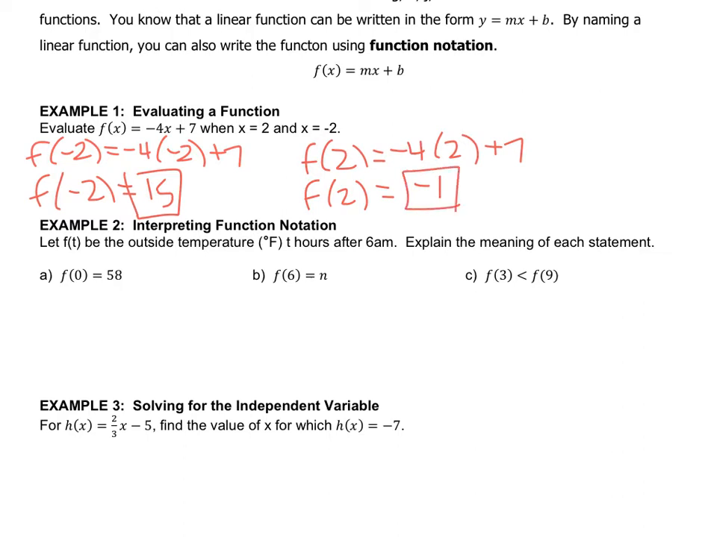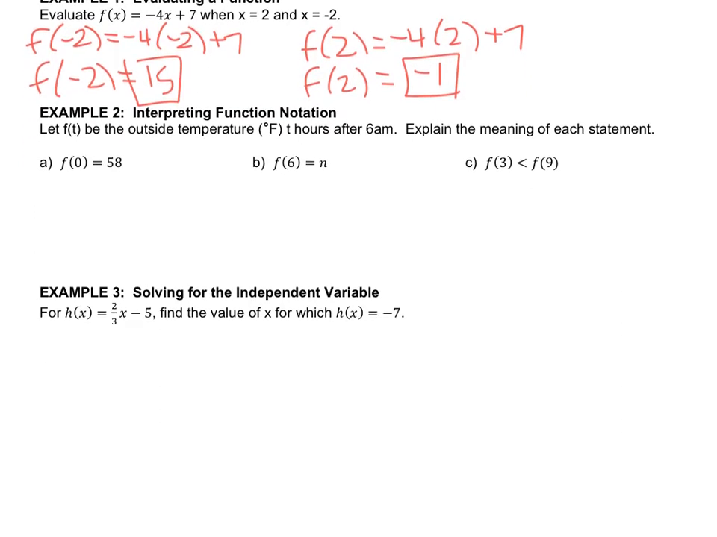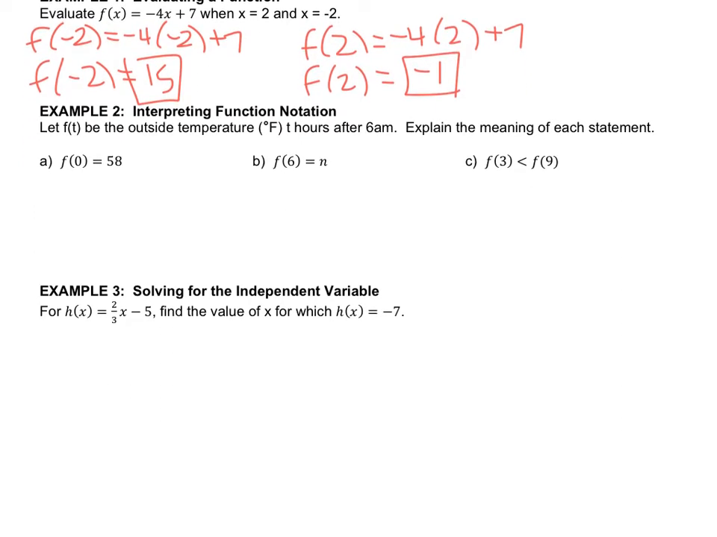Now we're going to just say what it means. What does function notation mean in the context of a story? So f of t is the outside temperature t hours after 6 a.m. Explain the meaning of each statement. So f of 0 means 0 hours after 6 a.m. So what time is it 0 hours after 6 a.m.? It's 6 a.m. So at 6 a.m., it's 58 degrees.